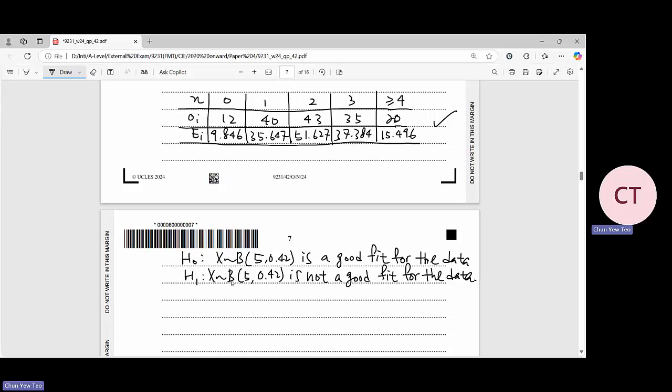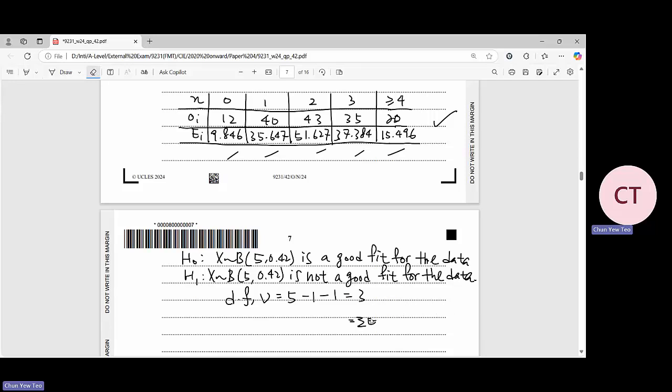Then we continue. We are looking for the degree of freedom. How many columns here? 1, 2, 3, 4, 5. 5 columns. You minus 1 and minus 1, so you get 3. Minus 1 because the constraint is that the sum of the O must equal the sum of the E. Minus another 1 is because the p is estimated. Therefore you have the minus 2 constraint, so your degree of freedom will be 3.